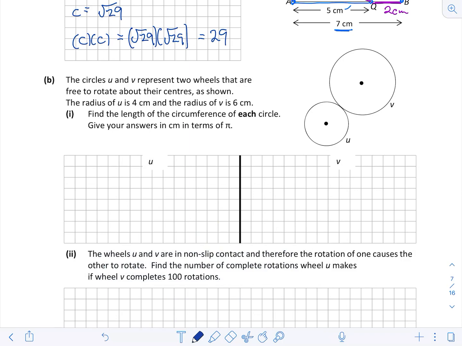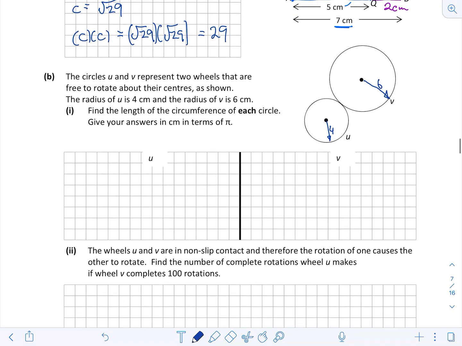The circles U and V represent 2 wheels that are free to rotate about their centres as shown. The radius of U is 4 centimeters. So again, we're reading the question. If information is not given in the diagram, we fill it in. So that's 4. The radius of V is 6. So that's 6. Find the length of the circumference of each circle. So they're giving you the radius and they're asking you to find the circumference of a circle. That is, like, this is Leaving Cert and they're asking you to find the length of a circle.